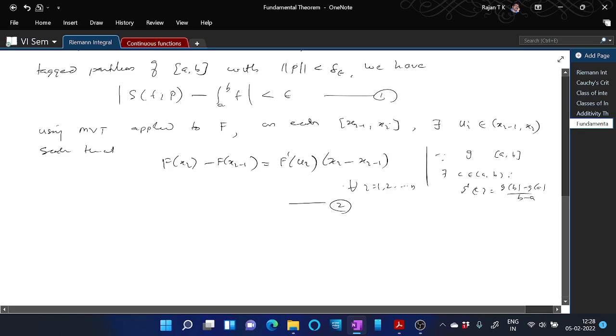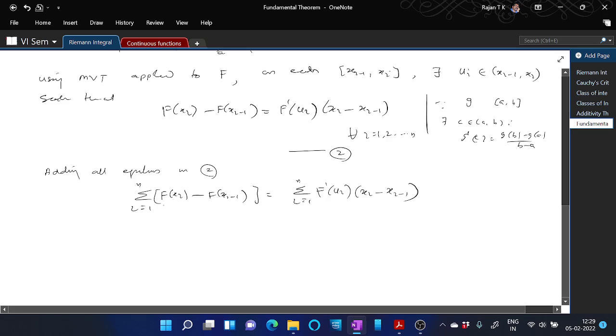Now here we have n equations. For i equal to 1 to n, we have these similar n equations. So adding all these equations, we have sigma i equal to 1 to n of F(x_i) minus F(x_{i-1}) is equal to sigma i equal to 1 to n of F'(u_i) into (x_i minus x_{i-1}).